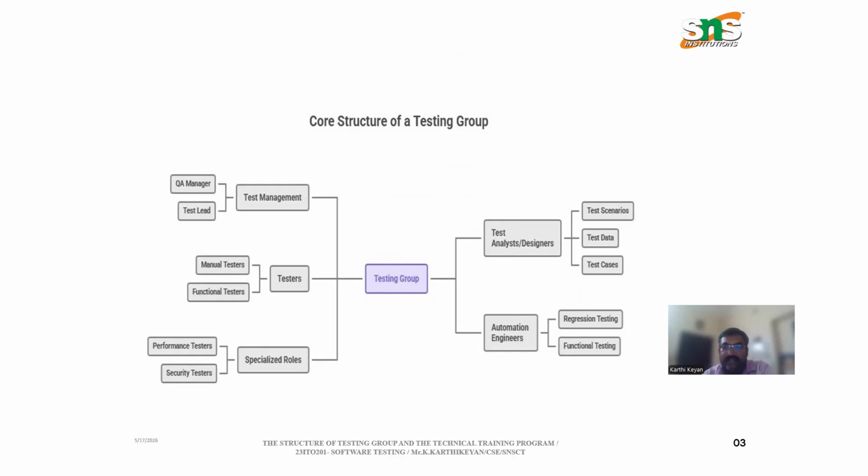For example, I am a quality manager, so I have some test cases, and the test scenario is accepted before the delivery of my product. Suppose I am a tester doing functional or manual testing, I complete the process and check whether the test case passes or fails. Performance and security testers handle their test cases based on specialization. Test analysis is based on scenarios, test data, and test cases. And the automation engineer does regression testing and functional testing, completing the process step by step to check whether the product is okay for delivery.